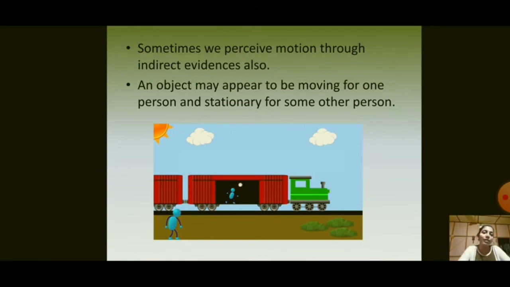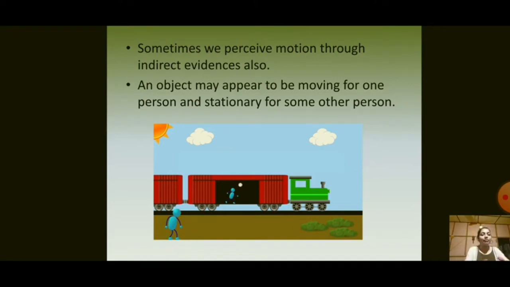Relative motion is a condition where if an object is in motion for one particular person, then it may be at rest for another person. For example, you and your friend are sitting inside a compartment of a train, and a third person is looking at both of you, standing just outside the station. For the third person, both you and your friend are moving along with the train, but for your friend, you are at rest. So this is called relative motion. It changes when you see it from different perspectives.